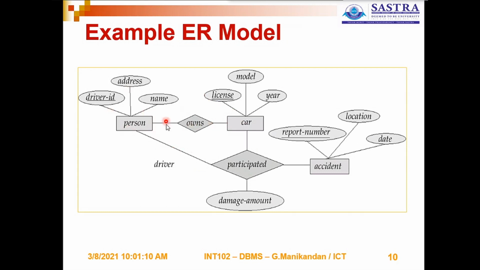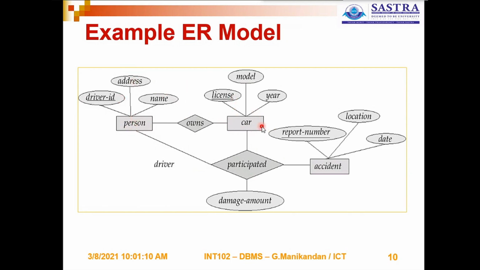This rectangle represents the entity. How to further describe the entity? Each and every entity is associated with certain attributes. These attributes are represented using this oval. Okay, then if you take this problem statement, you are having two entities. One is car and another one is person. So what is the relationship between these two entities?